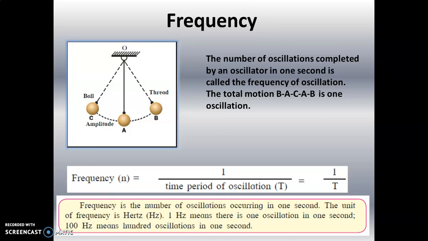And 100 hertz means 100 oscillations in 1 second. 10 hertz means 10 oscillations in 1 second. Okay, so the time period is the same. The number of oscillations that are taking place in that particular second is what hertz means. Okay, that is how we calculate the frequency. Okay, I hope it is clear to everybody.